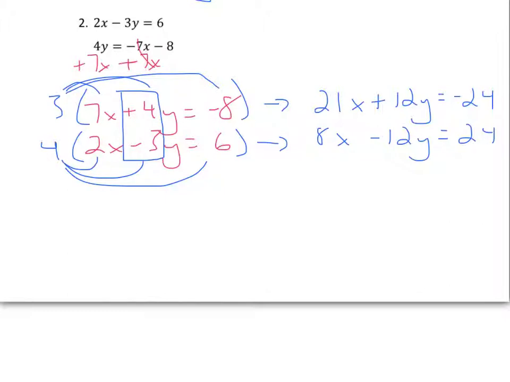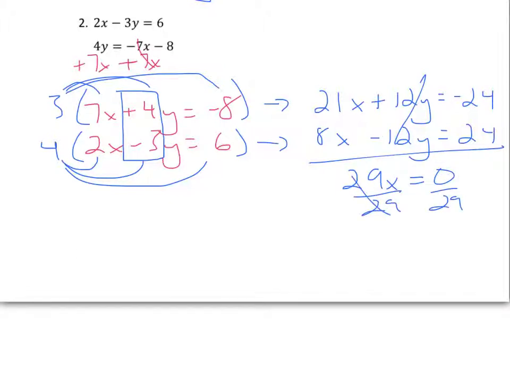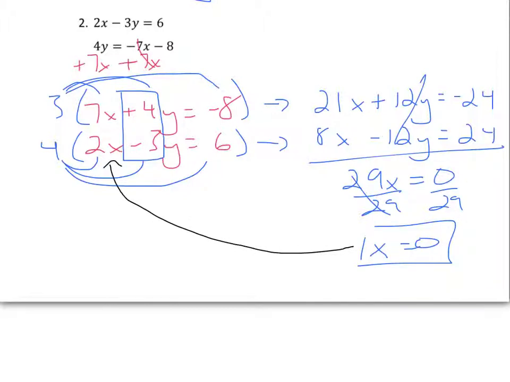Now, we do your addition. The 12y's go away. We're left with 29x equals 0. Divide both sides by 29, and we know that x equals 0. Okay? Now, once we get x equals 0, we can plug the x back in to figure out what y is. I'm going to use this bottom equation here, because I think that one's a little bit easier.